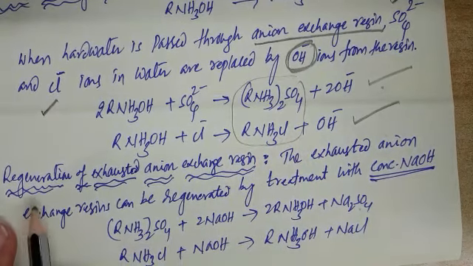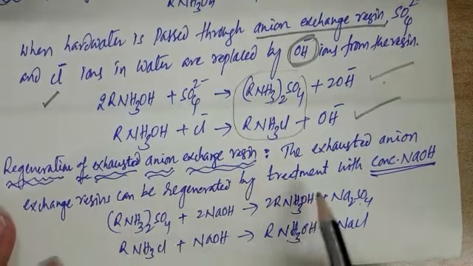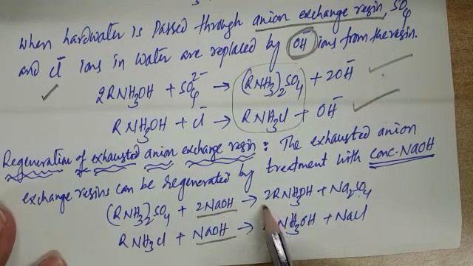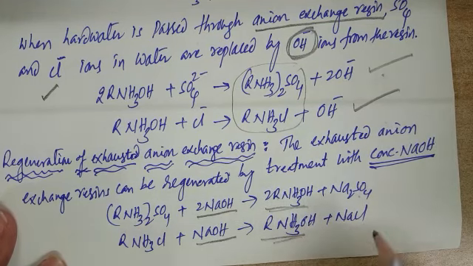How can you regenerate exhausted anion exchange resins? By treatment with caustic soda, sodium hydroxide. Check the reaction. Again the anion exchange resins are ready. Once you check the reaction, you will get confidence.